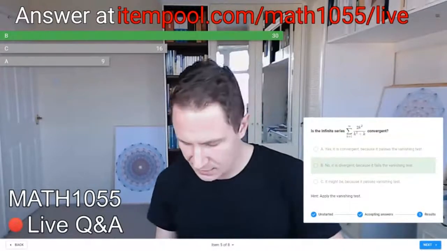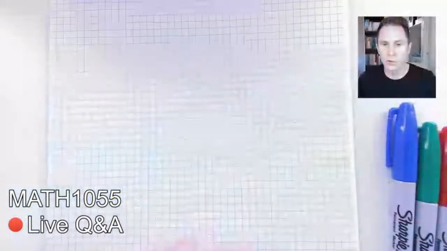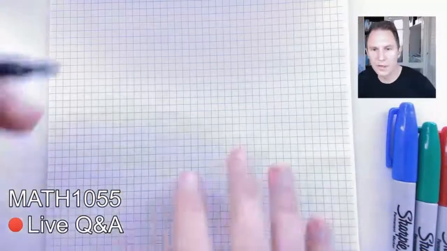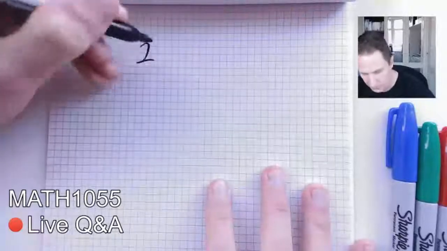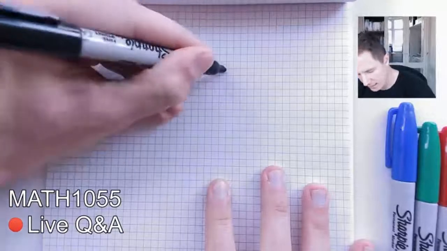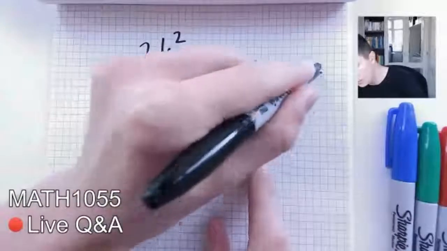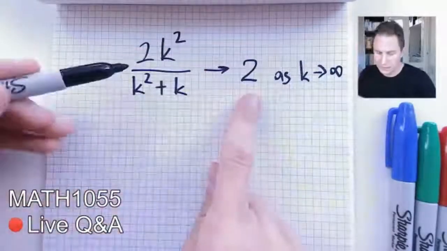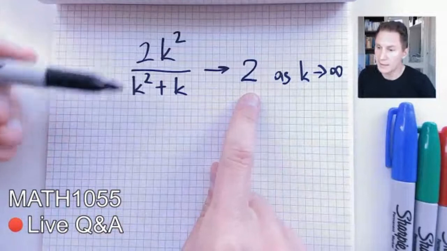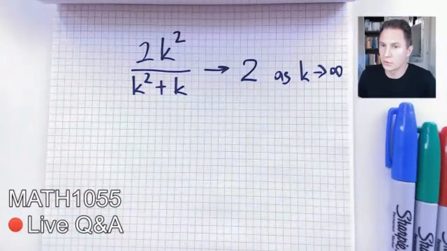So the idea is that it's divergent for sure because it fails the vanishing test. Remember, the vanishing test says that the general terms in the sequence should go to 0. And here we have terms like this: 2k squared divided by k squared plus k. And that, in fact, goes to 2 as k goes to infinity. So the problem is that the terms in the sequence don't get small.